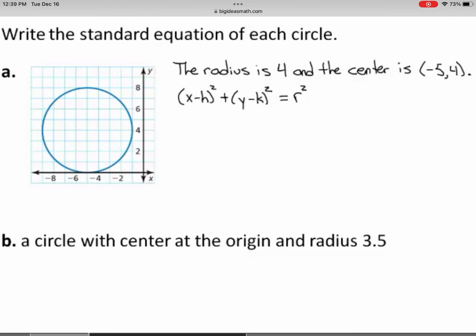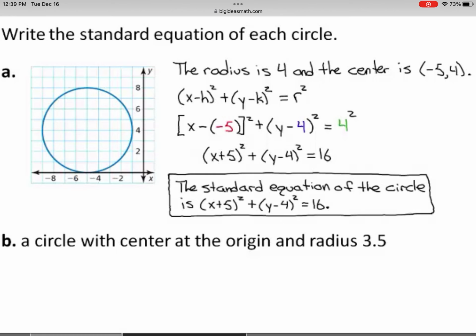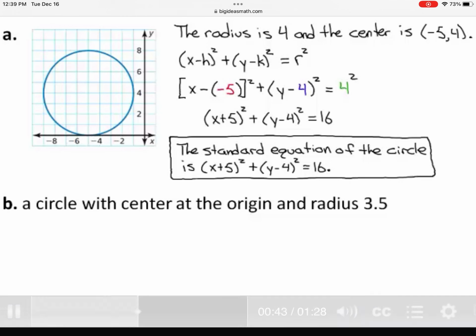Substituting these values into the equation gives the quantity x minus negative 5 squared plus the quantity y minus 4 squared equals 4 squared, which simplifies to the quantity x plus 5 squared plus the quantity y minus 4 squared equals 16. So the standard equation of the circle is the quantity x plus 5 squared plus the quantity y minus 4 squared equals 16.